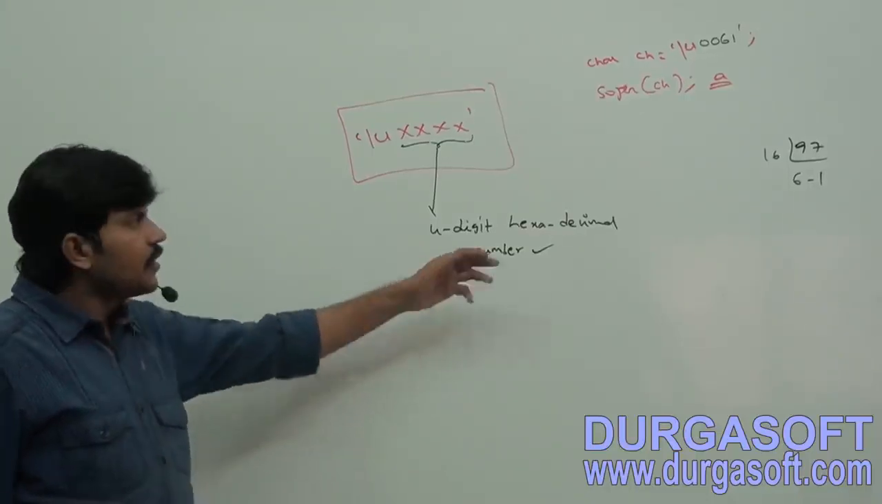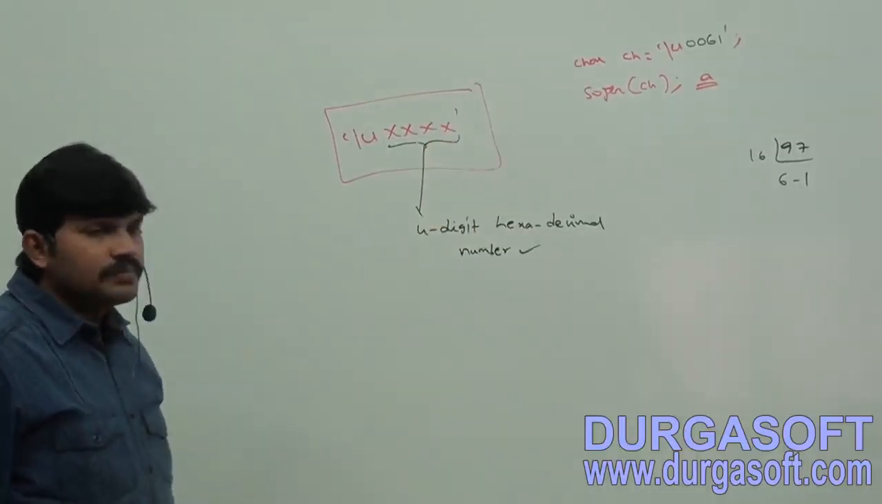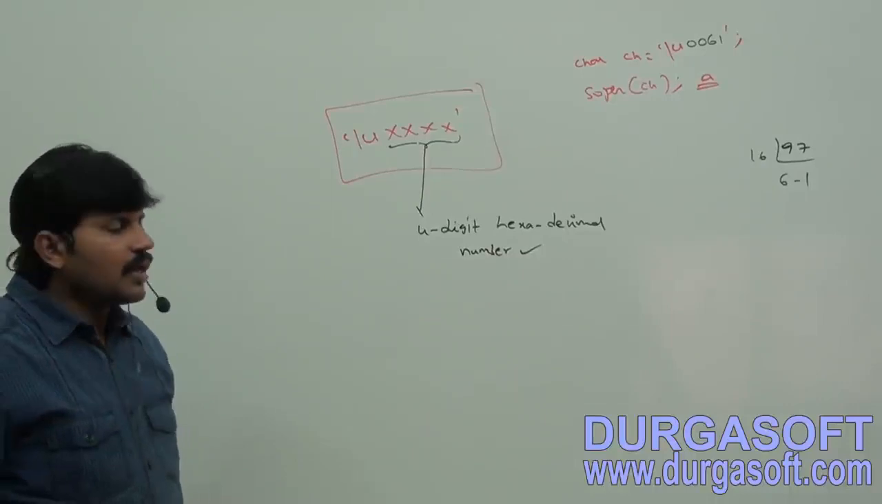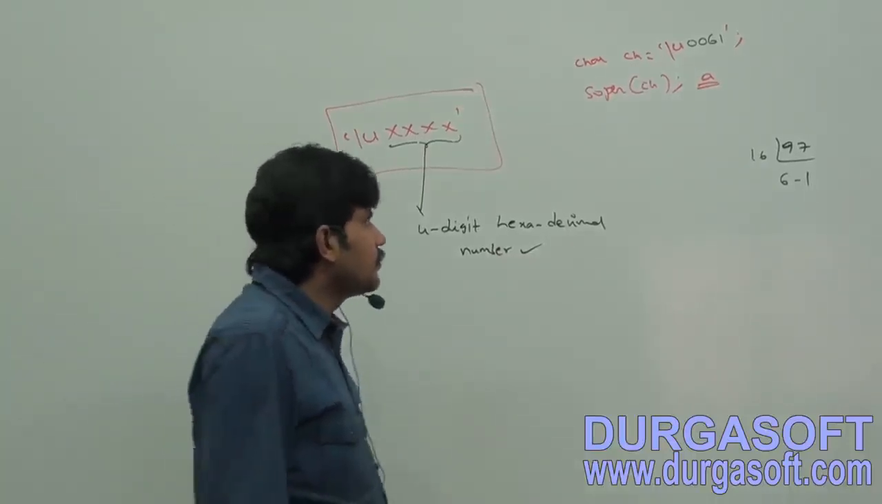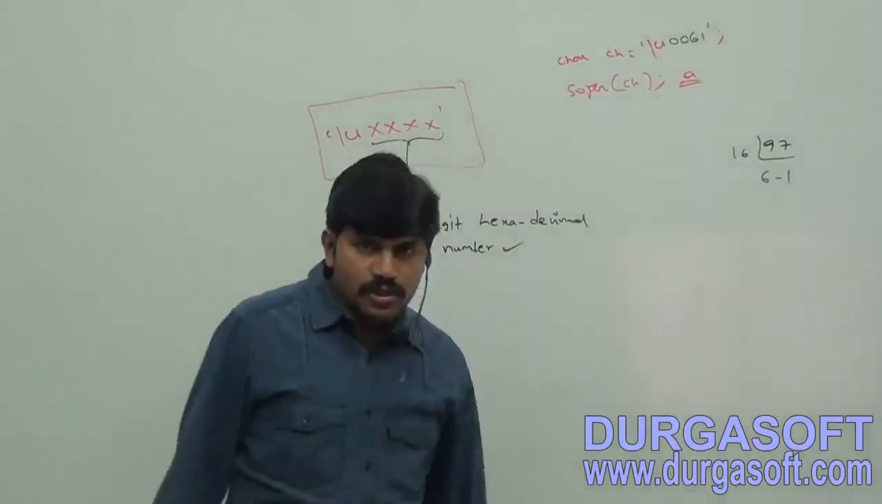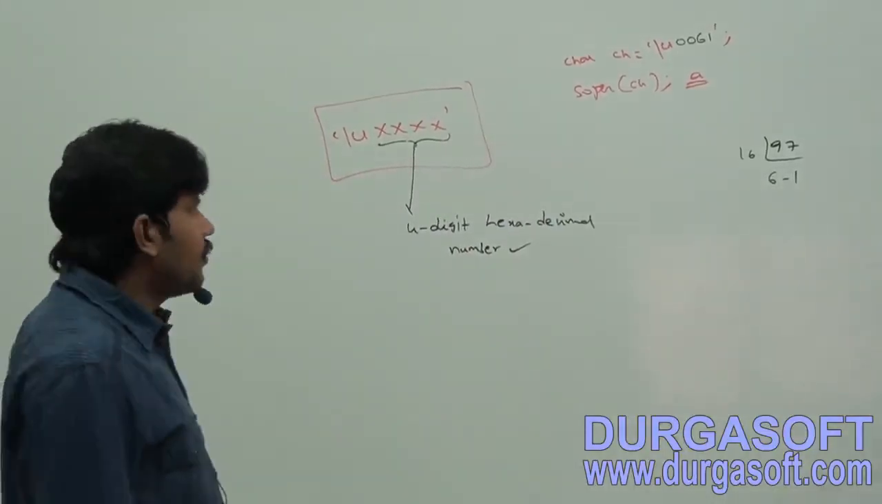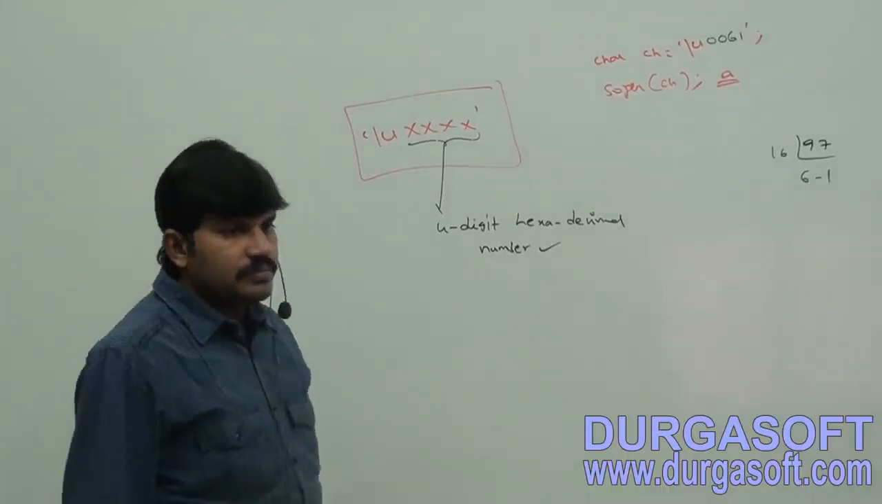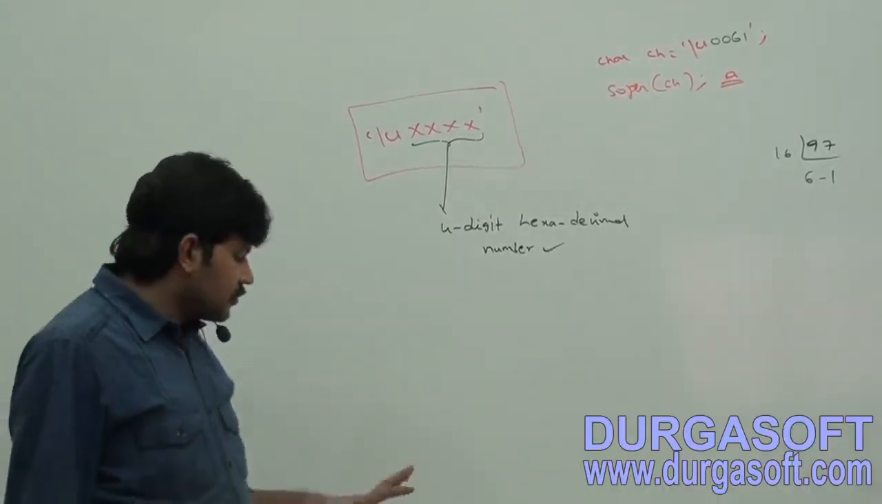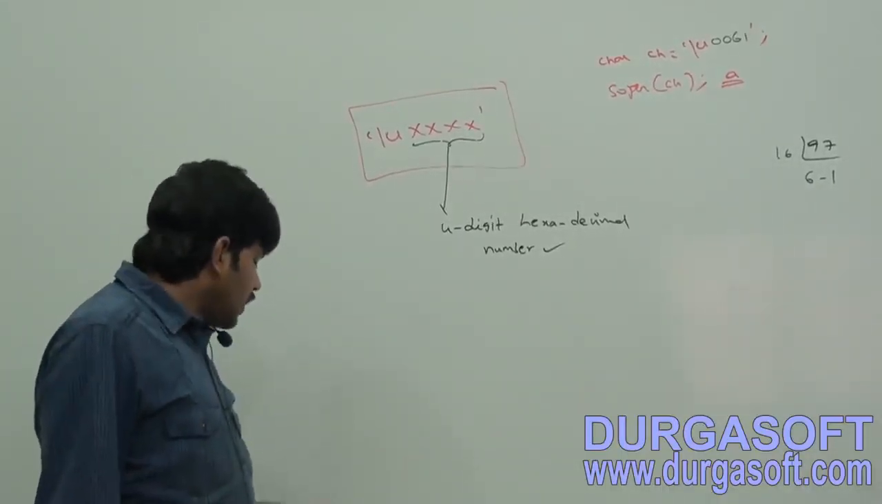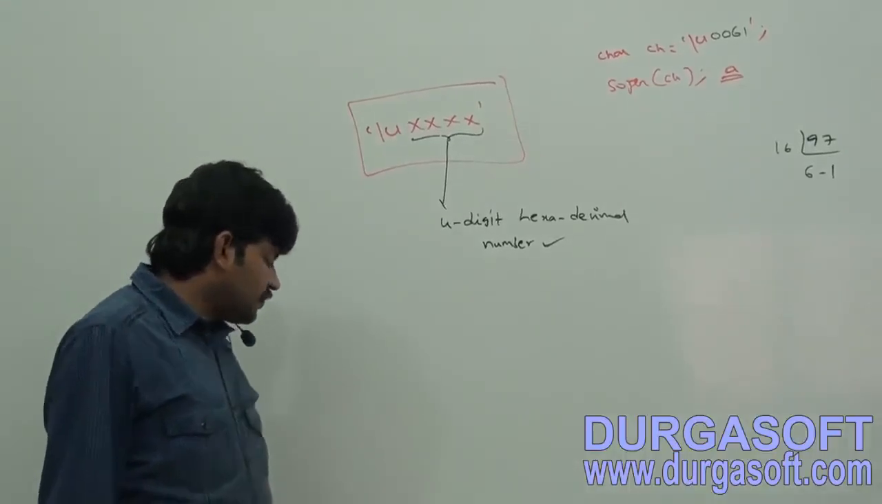Getting it, right? Next example. char ch is equal to single quote backslash u 0061 single quote. SOP of ch itself gives A.